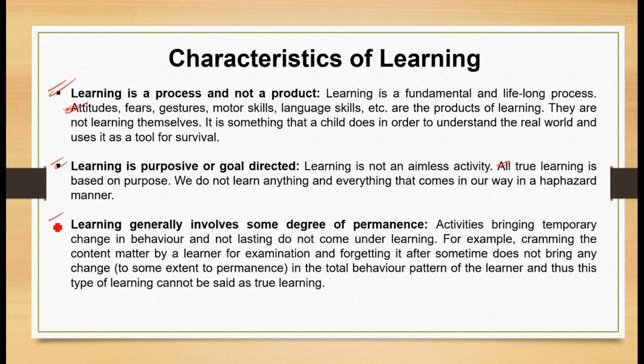The third characteristic of learning is that learning generally involves some degree of performance. Exactly what I told a few minutes back. Activities bringing temporary change in behavior and not lasting do not come under learning. This is very important to understand. For example, cramming the content matter by a learner for examination and forgetting it after some time does not bring any change in the total behavior pattern of the learner, and thus this type of learning cannot be said to be true learning. So let's not confuse mugging or short-term remembering of answers as learning. Learning is something that carries with itself a certain degree of permanence.